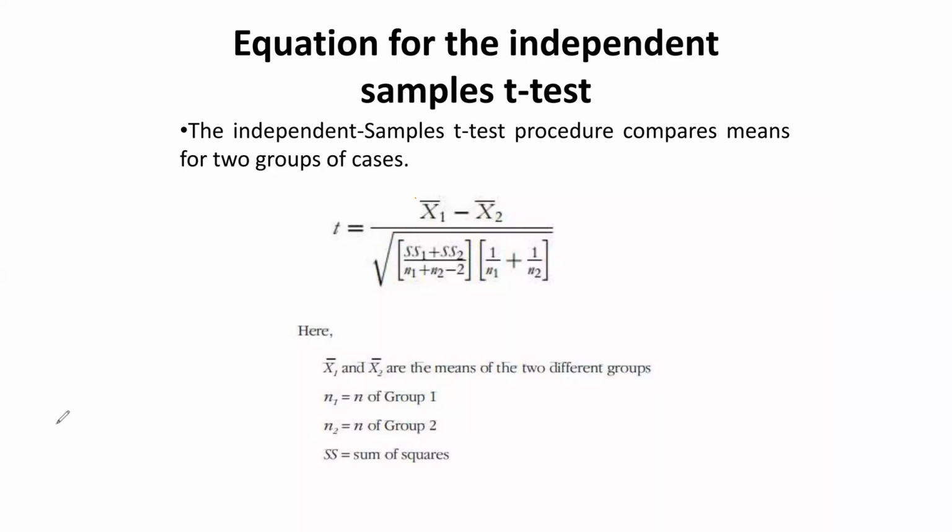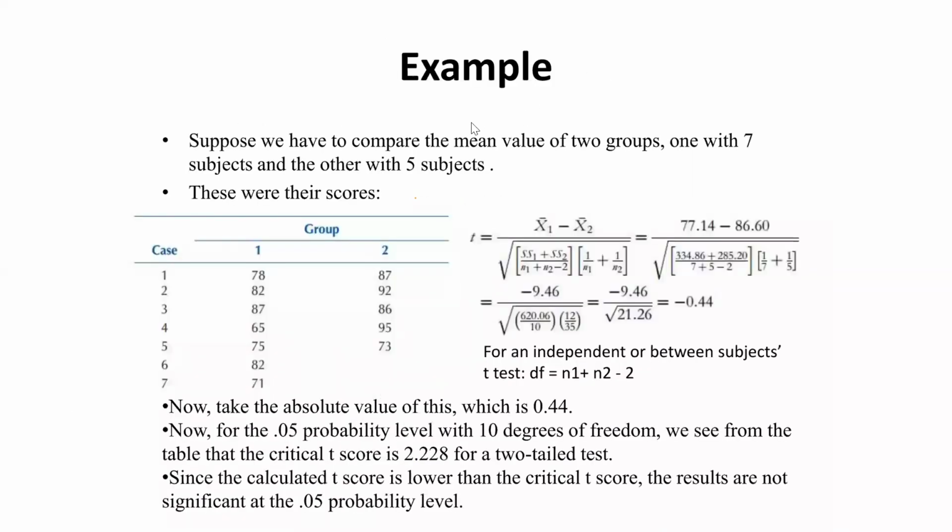So now we are going to look at some example. Suppose we have to compare the mean value of two groups, one with 7 subjects and the other with 5 subjects. So now let's look at the subjects. We have cases 1 to 7. So group 1 has 1, 2, 3, 4, 5, 6, 7, so we have seven subjects. And then for group 2, we have 5 subjects.